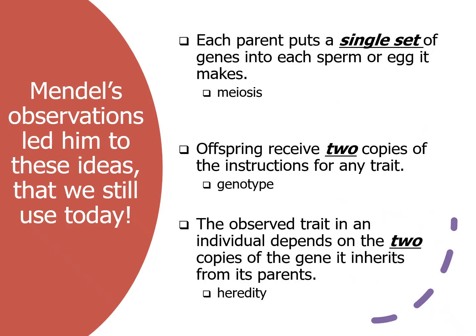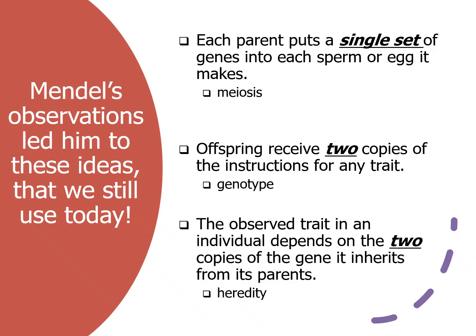There are three important observations from Mendel's research that we still use today. The first is that each parent puts a single set of genes into each sperm or egg that it makes. We know now that this is essentially describing the process of meiosis. So that process of making sperm and egg cells, those gametes, that have half the number of information from the originating parent cell.